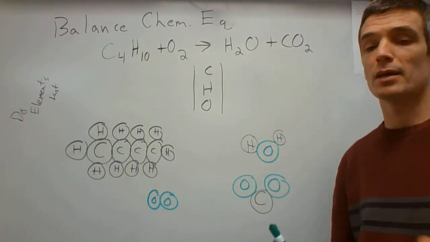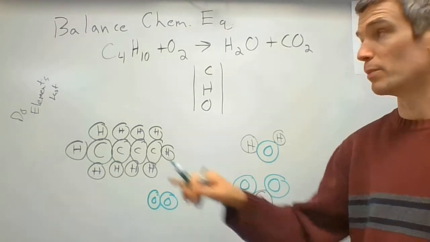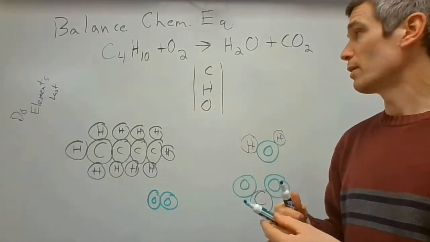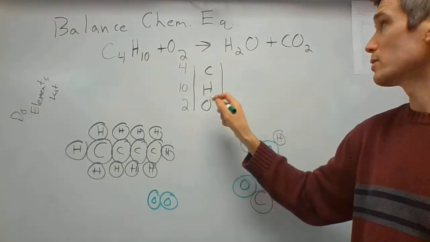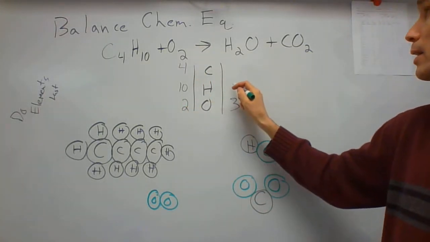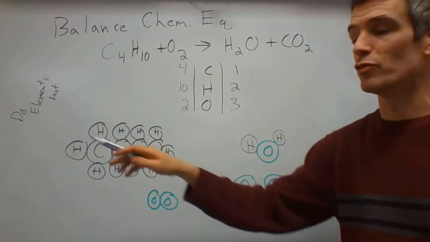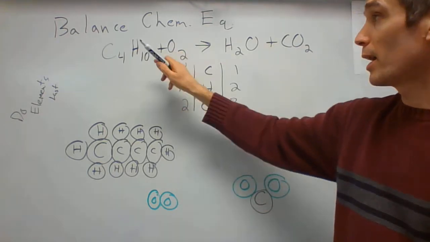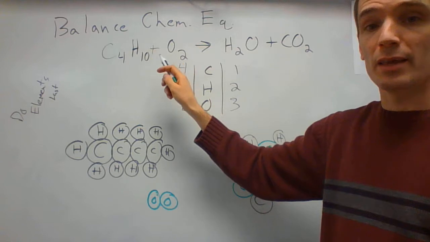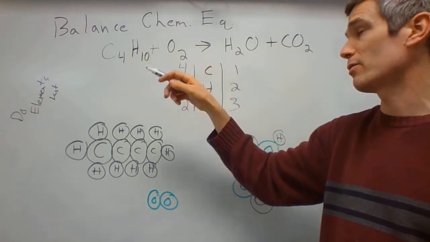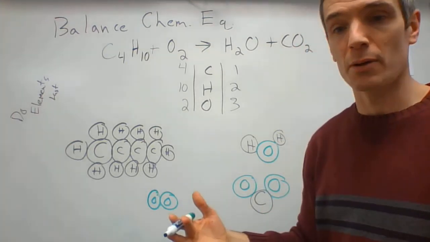Here's another equation. Now this one is a little trickier because I've got a big hydrocarbon, that being butane. And it gives me 4 carbons, 10 hydrogens, and 2 oxygens. And over here, I've got 3, 2, and 1. The hint with this one is do your elements last. I've got oxygen here all by itself. So when I go to balance this equation, I should just forget about oxygen until the last thing. Do the other ones first so that it balances out.